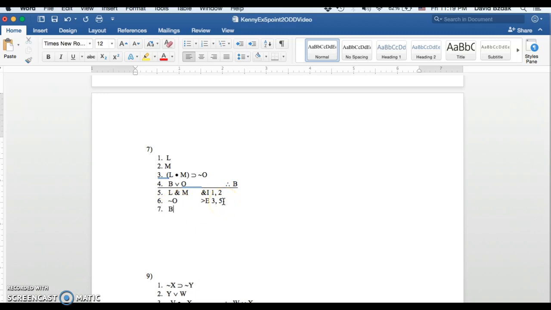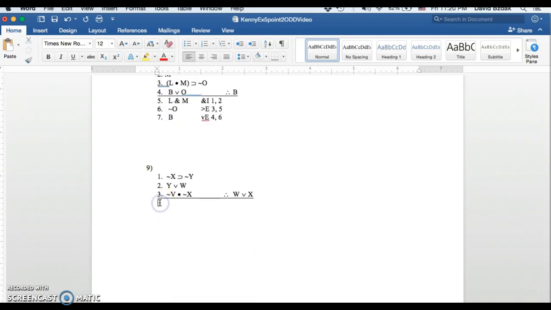And then we can get our conclusion B by disjunction elimination, right? We had B or O here. Now we have the negation of this disjunct. That gives us the other disjunct. So disjunction on line 4, negation of one of the disjuncts on line 6. And that gives us the other disjunct on line 7. And again, that's our conclusion. So we are done.